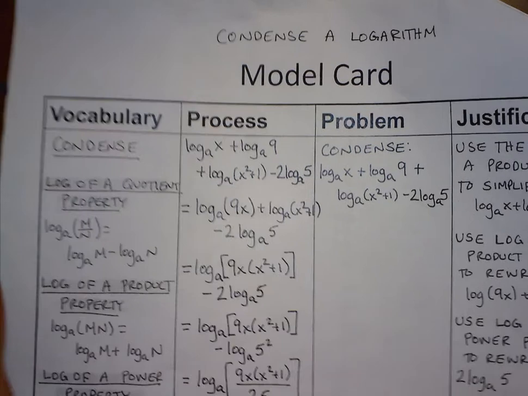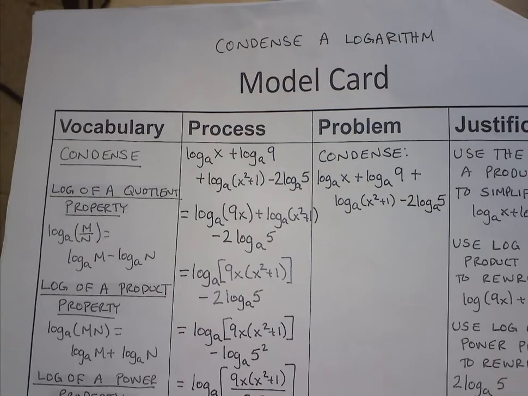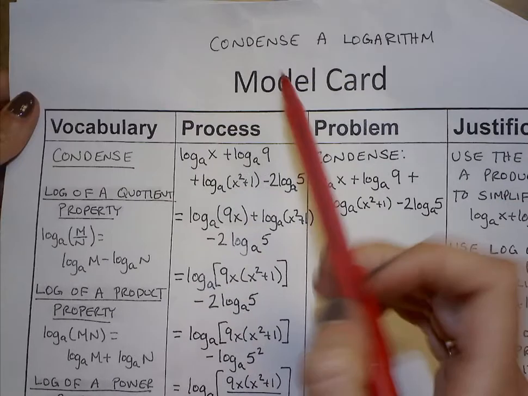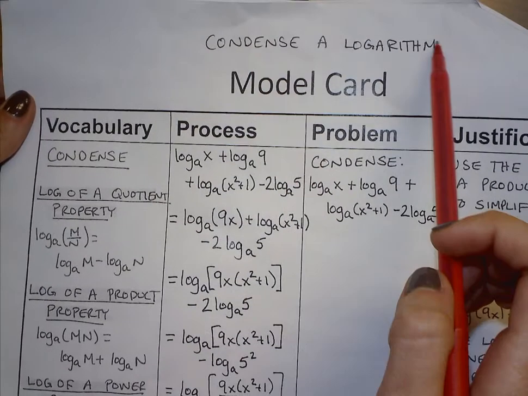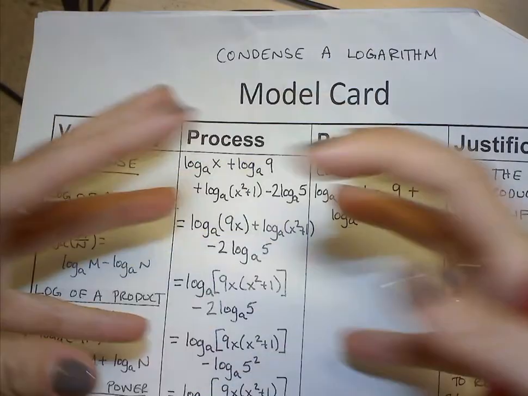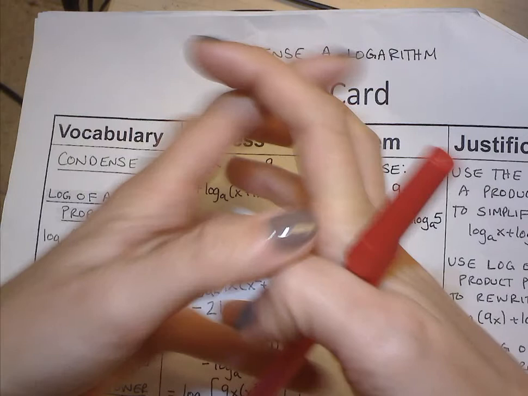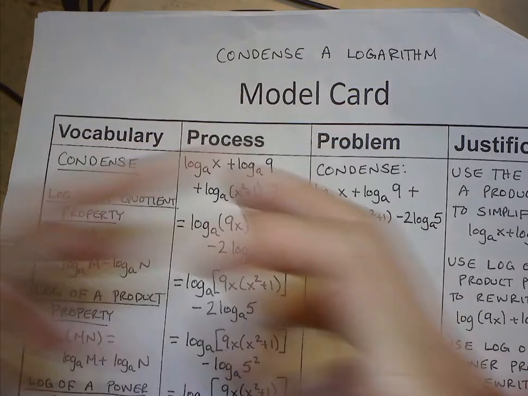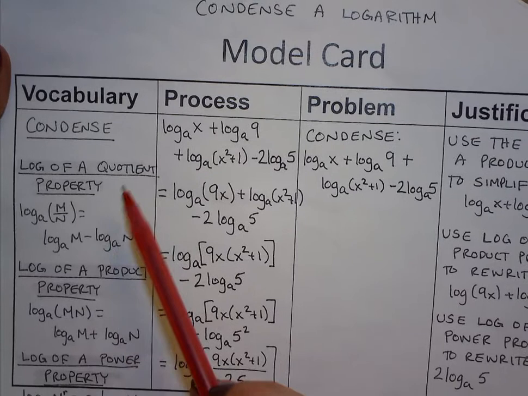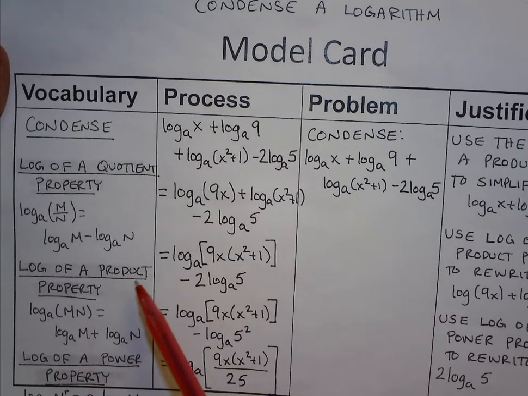Okay, I'm on page 10 of our packet, and we're going to be going over how to condense a logarithm. On Friday's class, we learned how to expand a logarithm, and now we're condensing it back up. So we're going to use the same properties that we went over: the quotient property, the product property, and the power property.